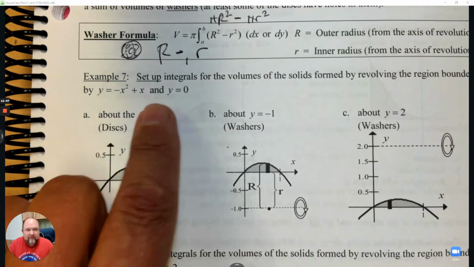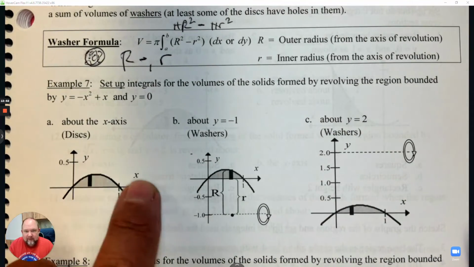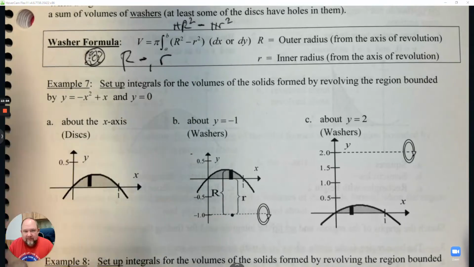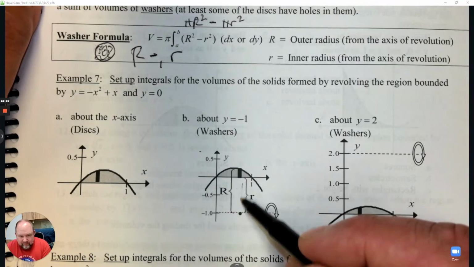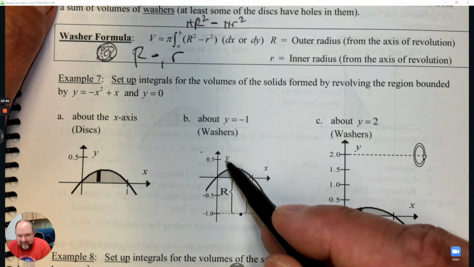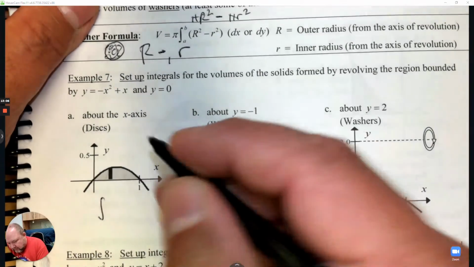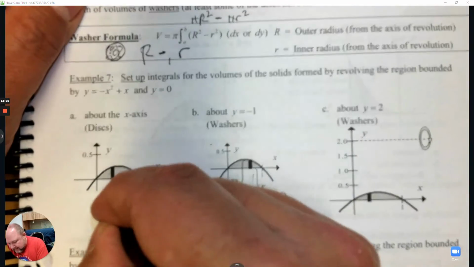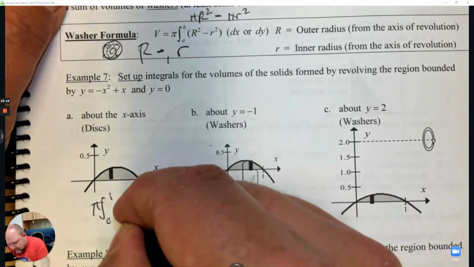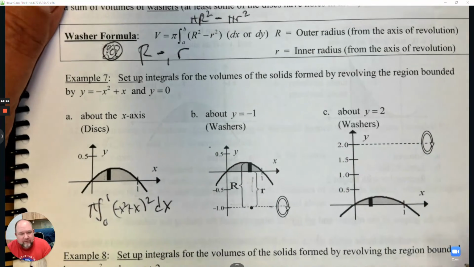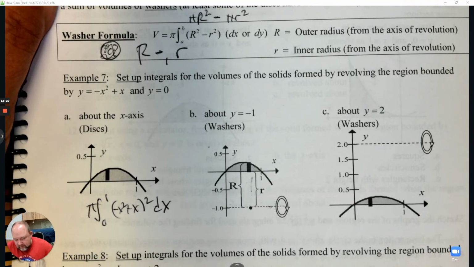So in example number 7, set up the integrals by revolving the region about the x-axis. It gives you the graph here. It creates a washer when there's a space between the line that you're revolving around and the area that you're revolving. There's no space here. This is just a disk. So we go from 0 to 1. It's pi r squared, and then we plug in negative x squared plus x. That represents the radius. For the second one, there's a space. So we're going to have 2.